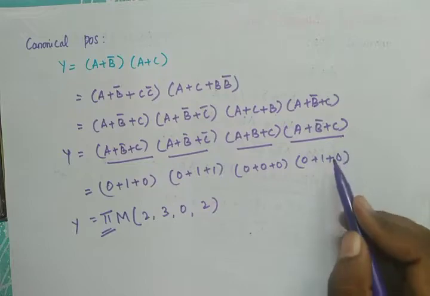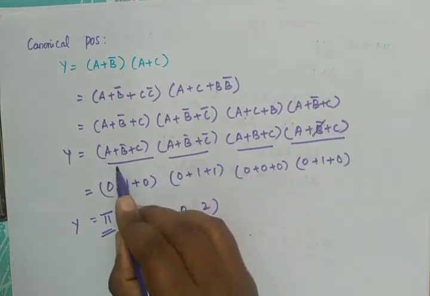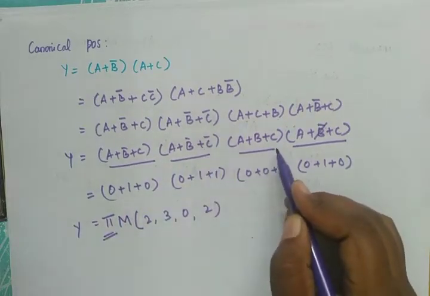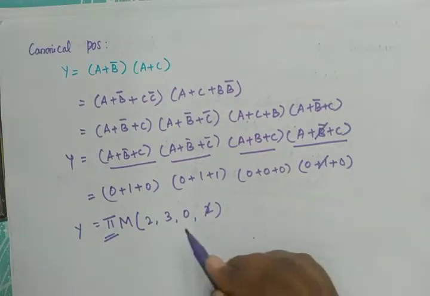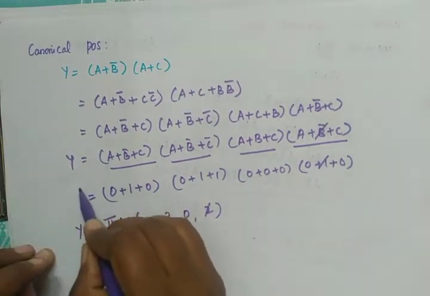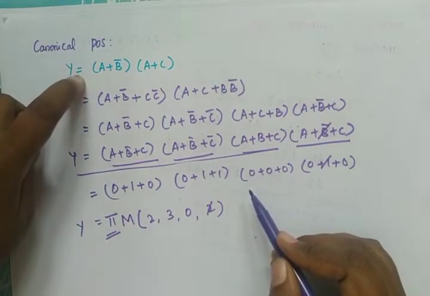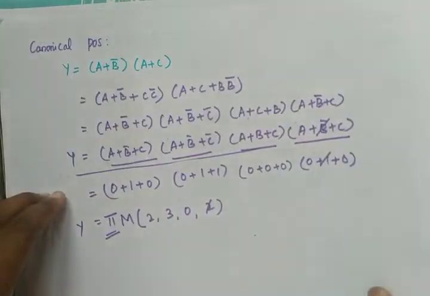So if we have the repeated terms, then we can strike one term and write the final expression as (A + B̄ + C)(A + B̄ + C̄)(Ā + B + C), so we have 2, 3, 0. So this is the repeated term. Therefore, this is the canonical expression for the POS for this given expression. Now we know how to write this canonical SOP and canonical POS.